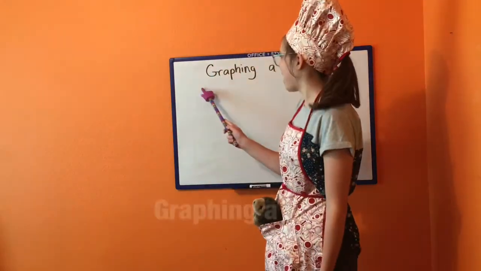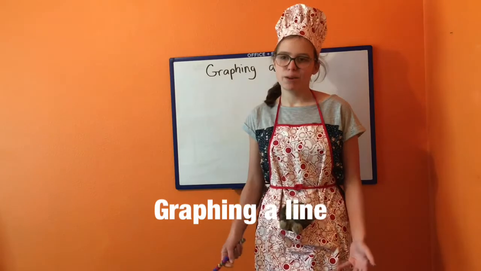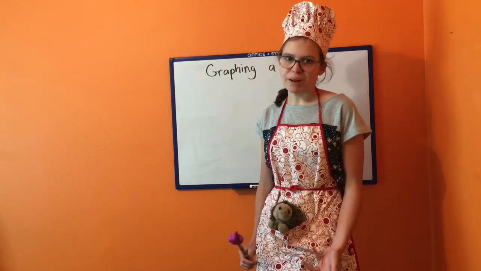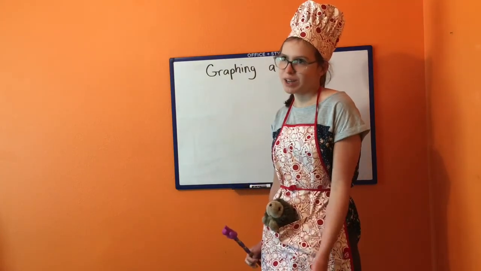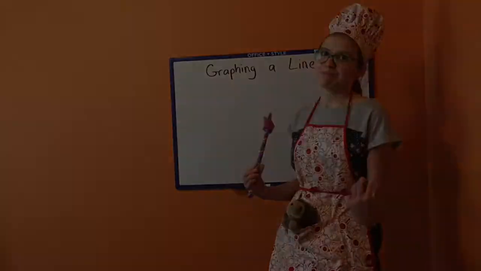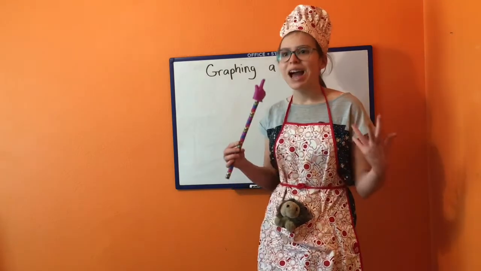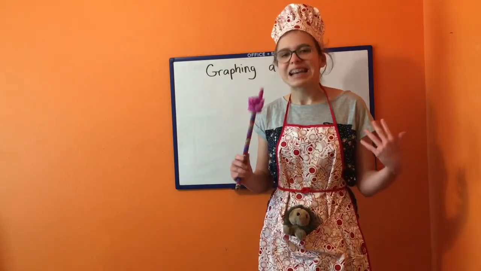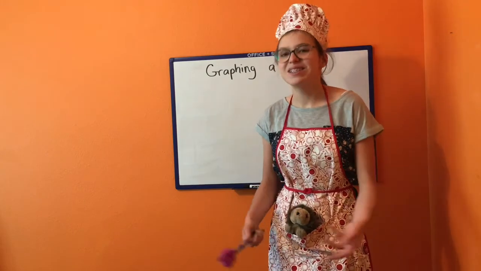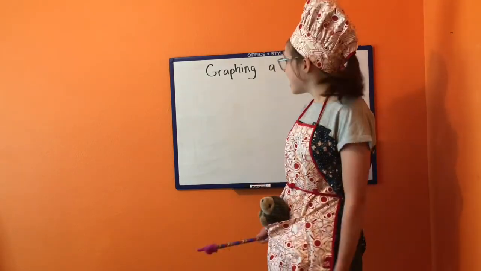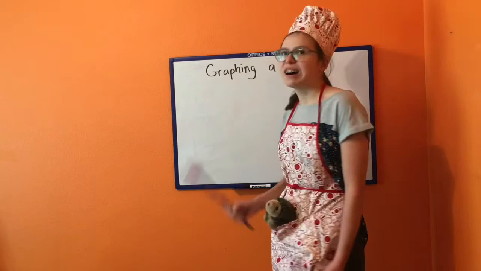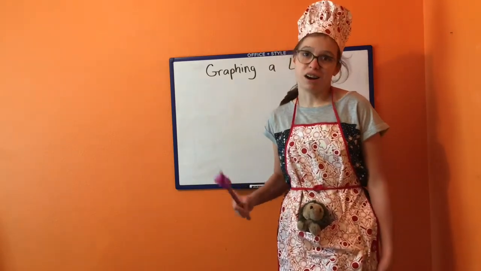Well, today I'm going to be teaching you guys about graphing a line. Remember last week when we learned about the Cartesian Coordinate system? Let's do a little flashback. We are talking about a guy named René Descartes. Well, we're actually going to be learning about that for the next several episodes, just different parts of it. And today, we're going to be learning about graphing a line on the Cartesian Coordinates chart.